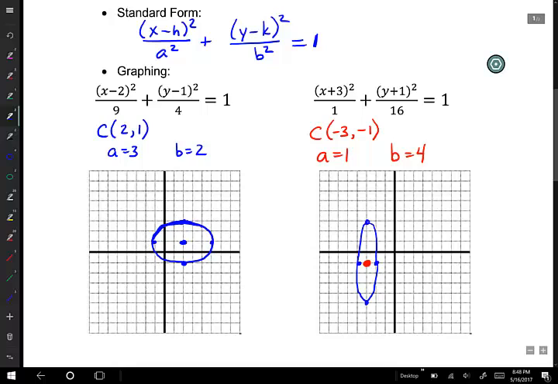Some people might realize that we have something called a major axis and a minor axis. The major axis is the longer one. On this left one, it's the horizontal. The major axis has length 6. On our vertical model, on the right, our major axis has length 8. So just some terms, major and minor axis.